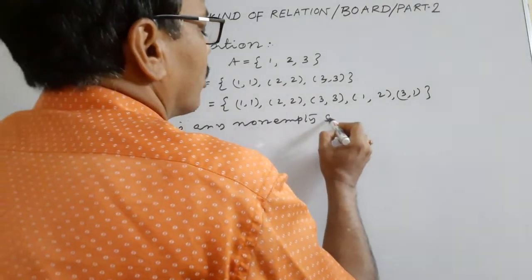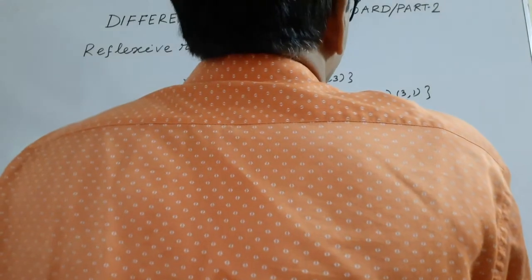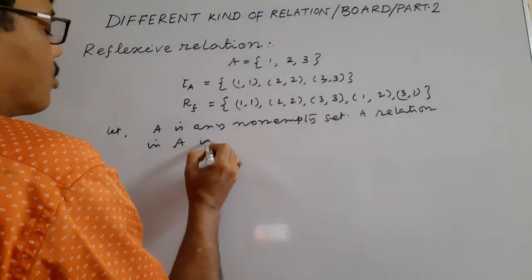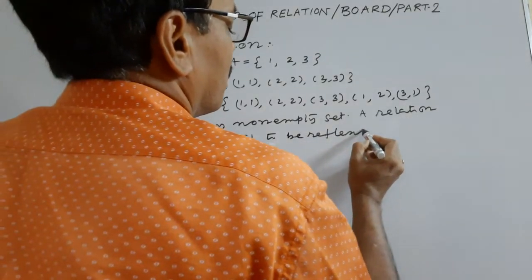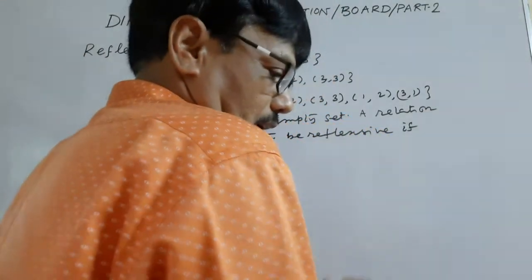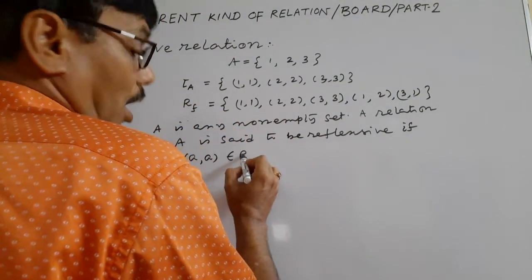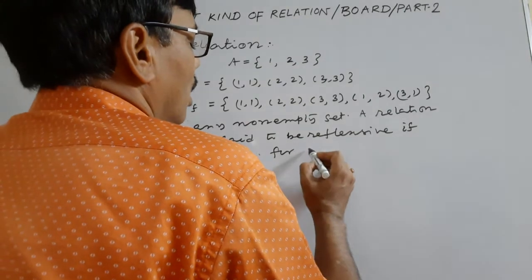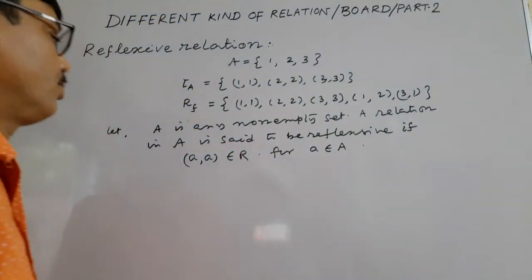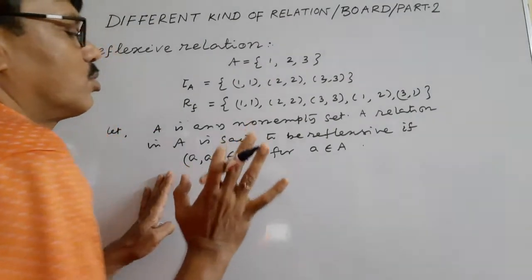So, definition: let A be any non-empty set. A relation R in A is said to be reflexive if (a, a) belongs to R, that is, (1, 1), (2, 2), (3, 3) belong to R.